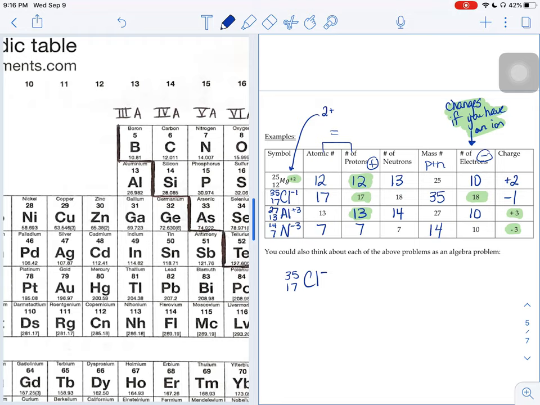If you don't like the whole proton team versus the electron team thing, another way to think about it is like a little algebra problem to figure out that charge. If you do protons minus electrons, you'll get the charge. So for example, in that first row, we have 12 protons minus 10 electrons, positive 2. Or when we did 17 protons minus 18 electrons, we got negative 1.